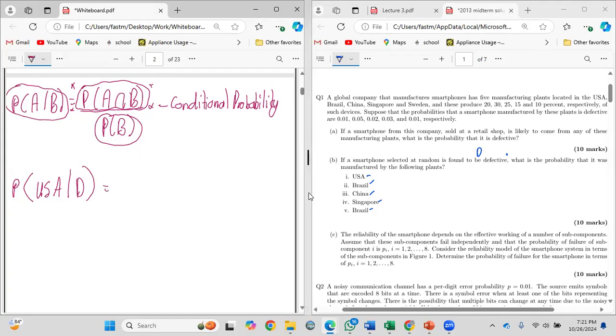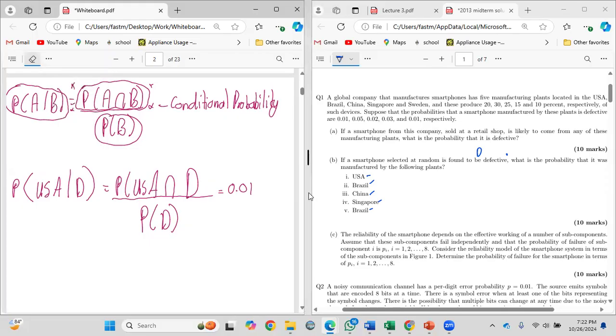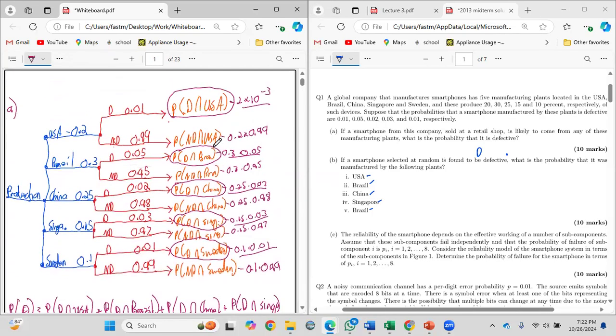So using the same concept, it will be the probability of USA intersect with it being defective, divided by the probability of defectiveness. In this case, 0.01 is the defectiveness from USA. So if you want to write it out, you can say the probability of defective given that it is from USA. It is for USA, not just the probability of it being defective across the board. That's defective for USA, which is basically this value here.